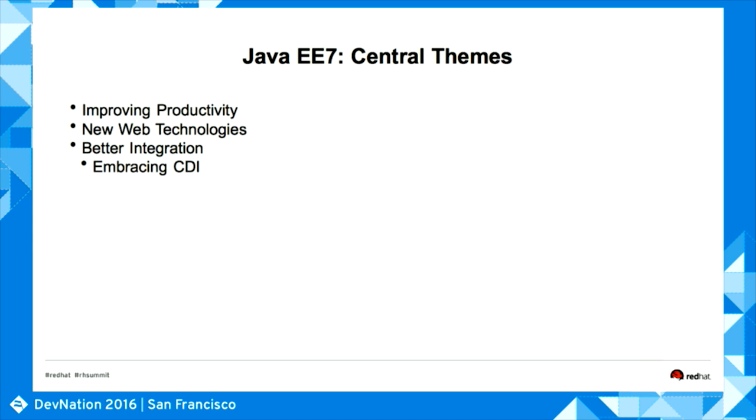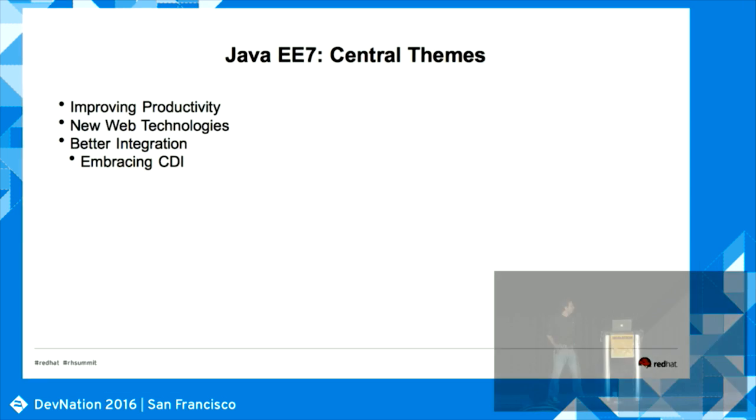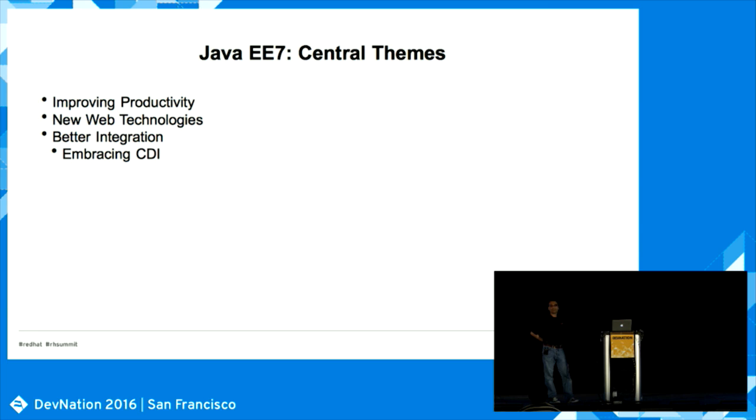OK, now a few things, many things about EE7. The main theme of EE7 was to improve productivity, so reduce boilerplate code, introduce annotations wherever they were missing, make CDI available across all components in the spec, and bring some new web technologies that are very common. So things like WebSockets, JSON processing.